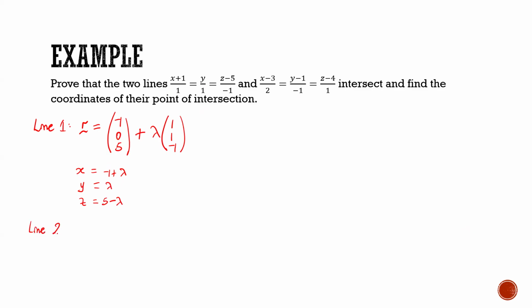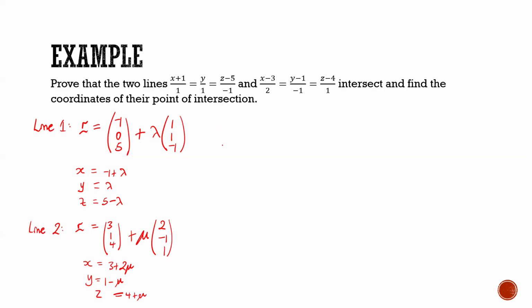For the second line, you can see that its equation has (3, 1, 4) as the point on the line. We'll use a different parameter there, mu, with (2, -1, 1) being the direction. So here we'll have our x as 3 plus 2 mu, our y as 1 minus mu, and our z as 4 plus mu.